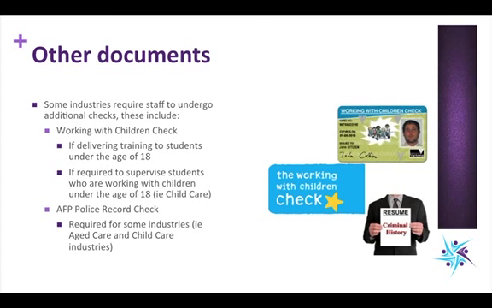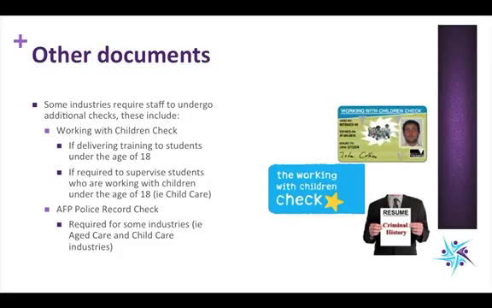Okay, some other documents that you may need. Some industries require that you'll need to do a working with children check. Now, if you're going to be delivering any training to any students under the age of 18, your trainer and assessor must complete a working with children check. Now, this could also be that they're working with children within a childcare centre. So if they're doing a childcare qualification or anything to do with children within their qualification, so it might be a counselling certificate where they're counselling children, they should also do a working with children check.